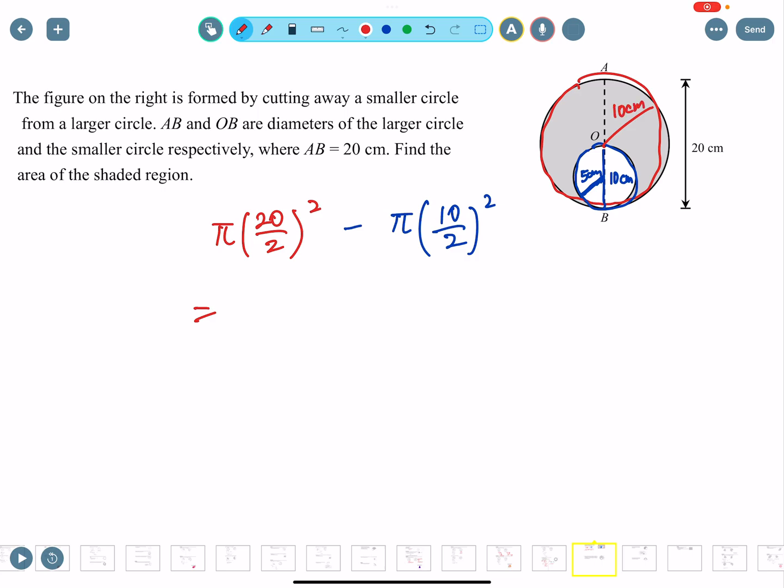I'm going to calculate all of this at once. Pi times 10 squared minus pi times 5 squared is 236 cm squared, 3 SF. That's the area of the shaded region: the larger circle minus the smaller circle. Basically we're cutting out the smaller circle, so what is left is the shaded region over here.